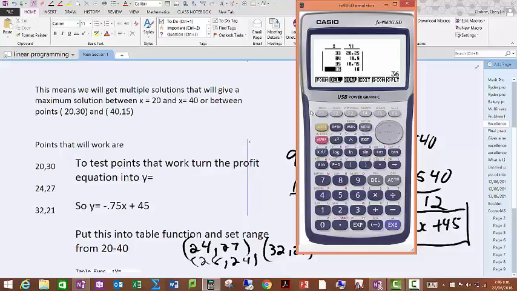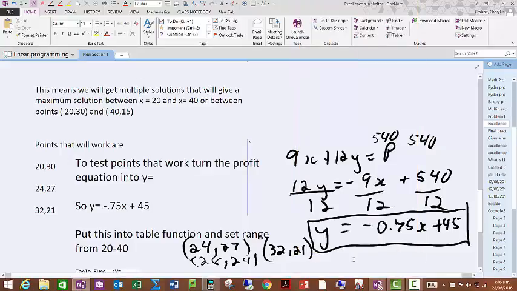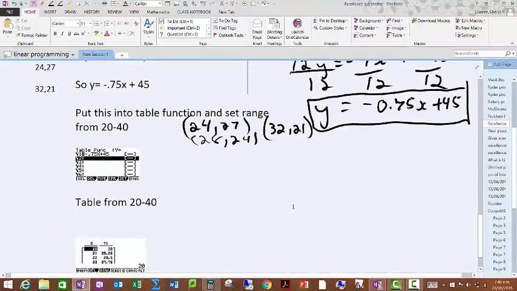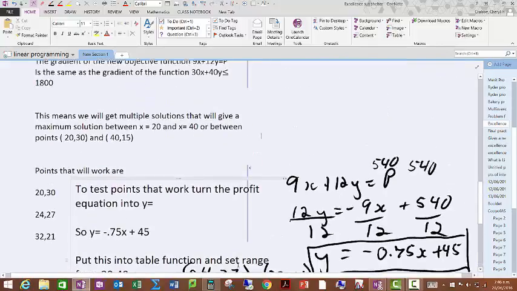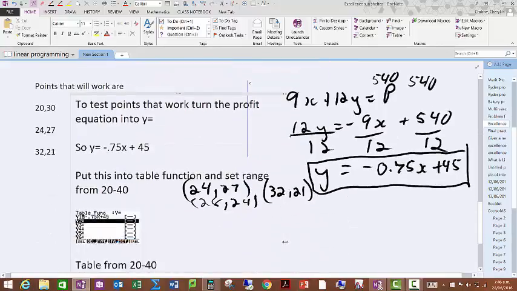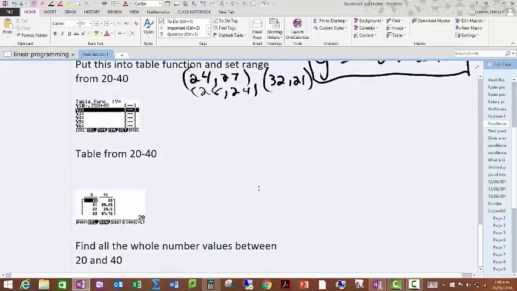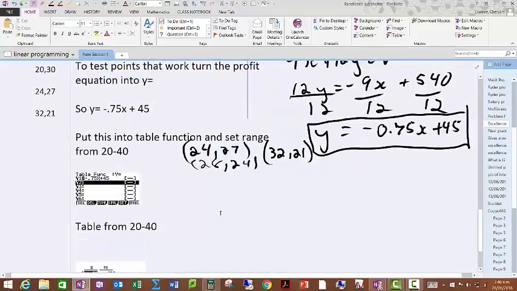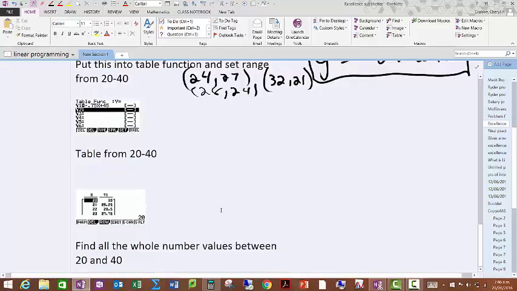There's another one, 36 and 18. So we scroll all the way down until we get to 40. Those are all the possible solutions between 20 and 40. Remember, these are all the whole number solutions that are possible between 20 and 40, and you need to find them all, and that's how you find them exactly.